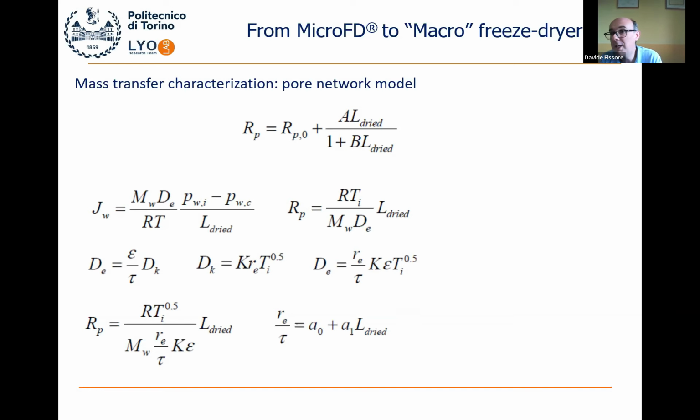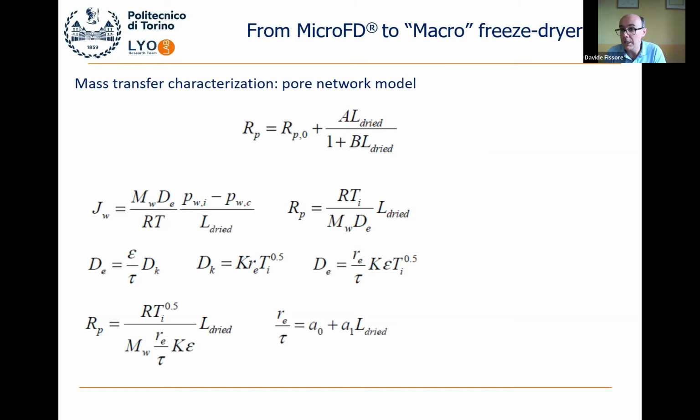Epsilon is the void fraction of your cake, which corresponds to 1 minus the solid percentage of your formulation. So if you have a solid fraction of 5%, epsilon is 0.95. K is the Knudsen constant, so it's a number, 22.9 if I'm not wrong, but it depends on the measurement units. It is a number that is well known.